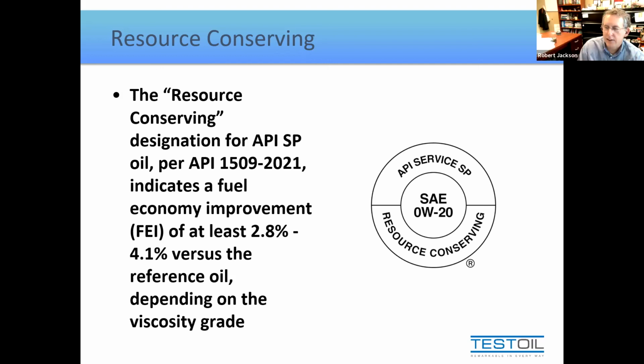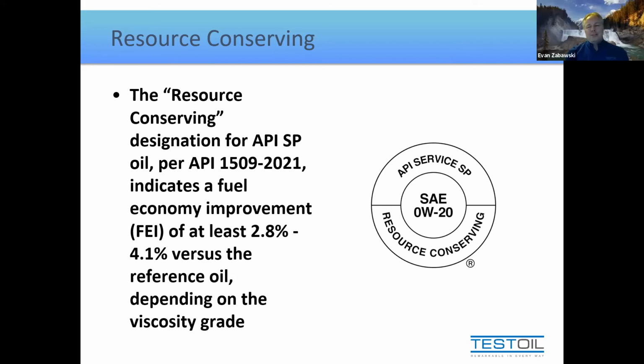All right. I think this is the last question here. I suppose some of the efficiency improvements is also a contribution of the boundary friction reduction using friction modifiers besides the VI improvers. Can you discuss what are the improvements possible using friction modifiers?